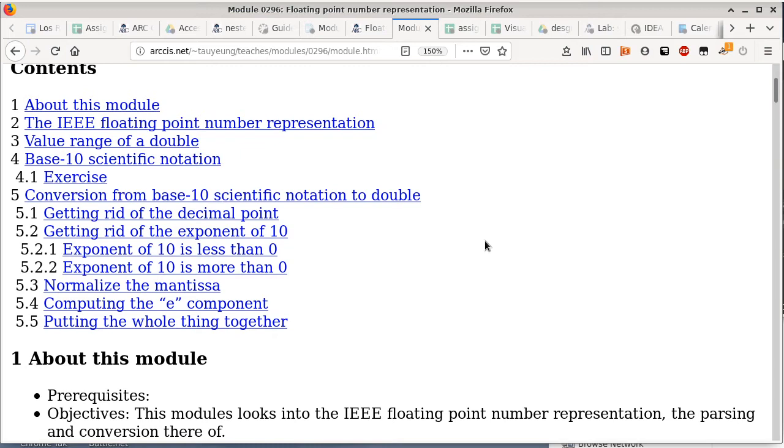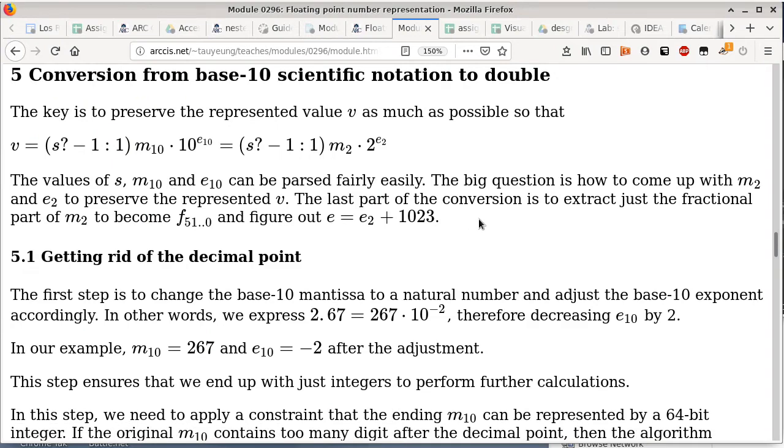So what we'll do today is, what about the conversion process? How do we convert a value into a double representation? That's the focus of today's lecture. It will take more than one lecture to actually get through this, so for the most part we are just going to get it started, and then we'll see how far we can go. The conversion process assumes that we are given a base 10 scientific notation, and we want to convert that into a double.